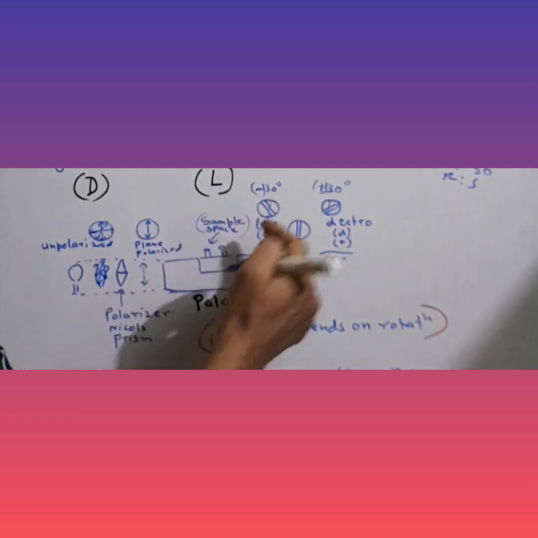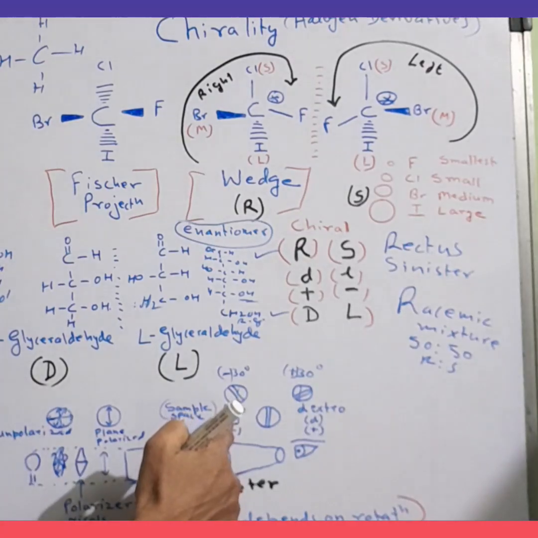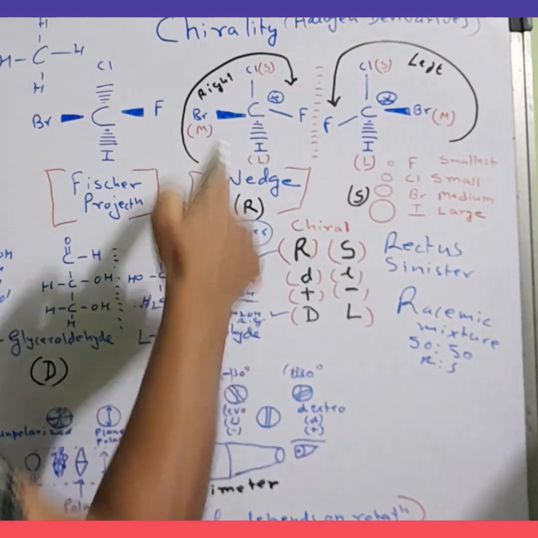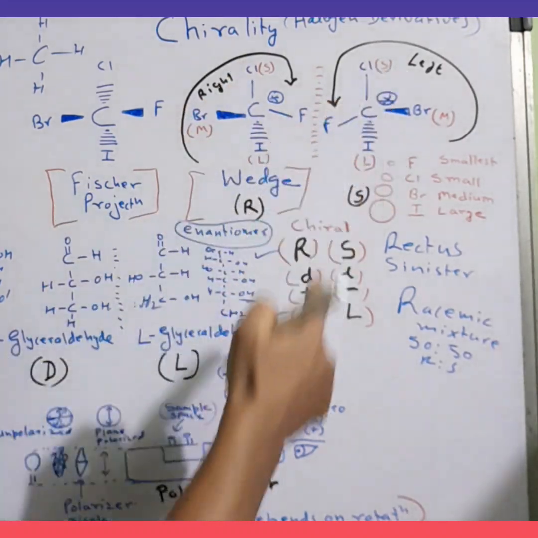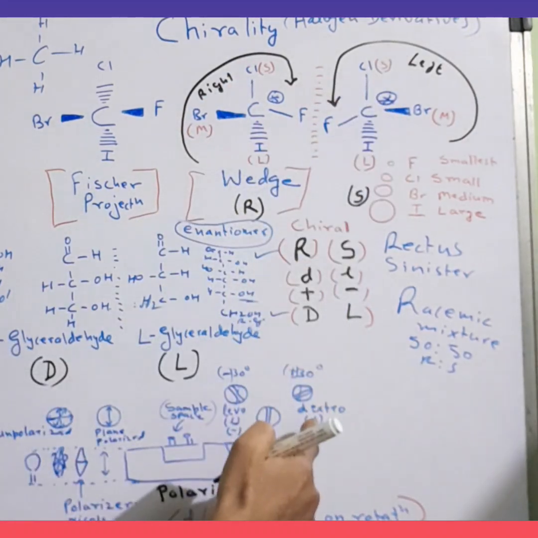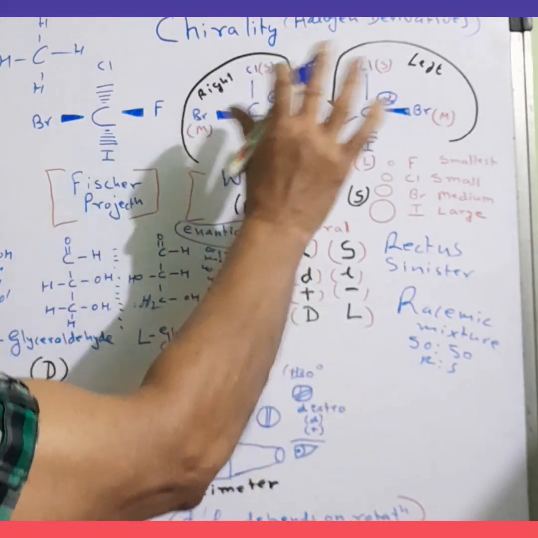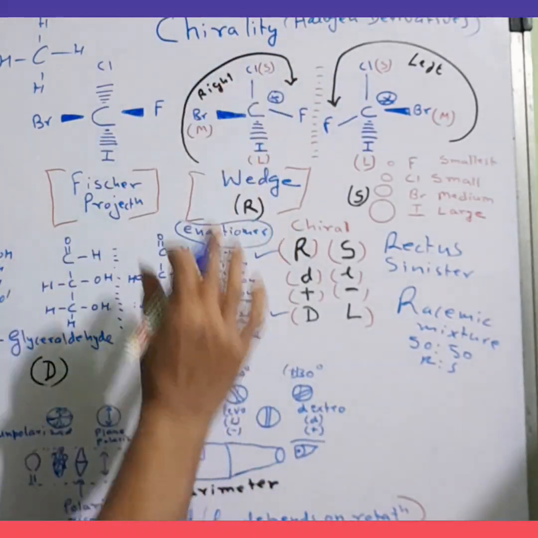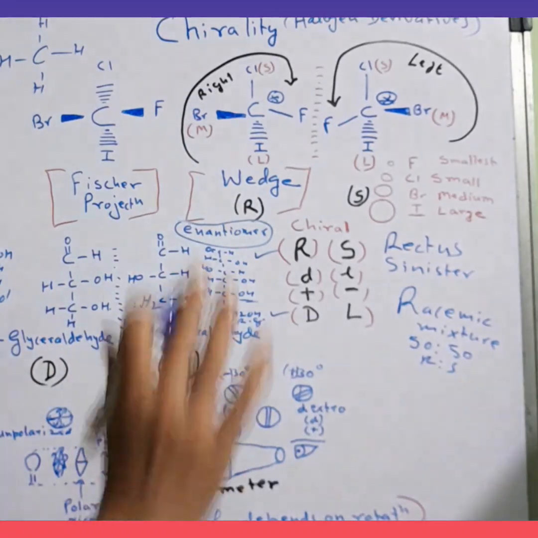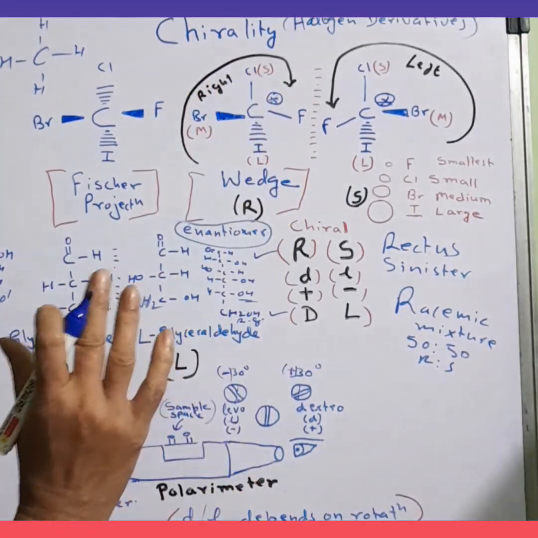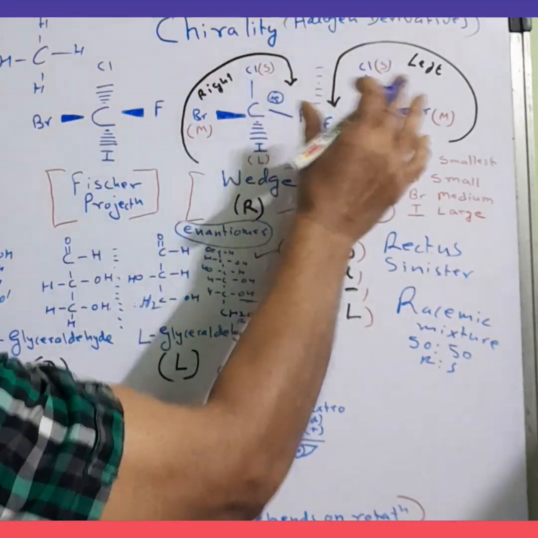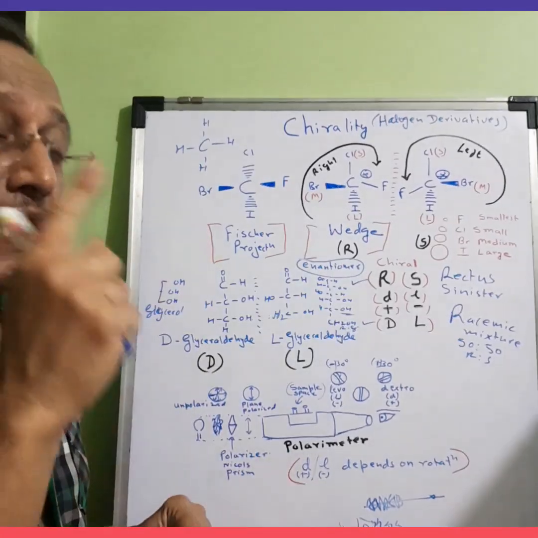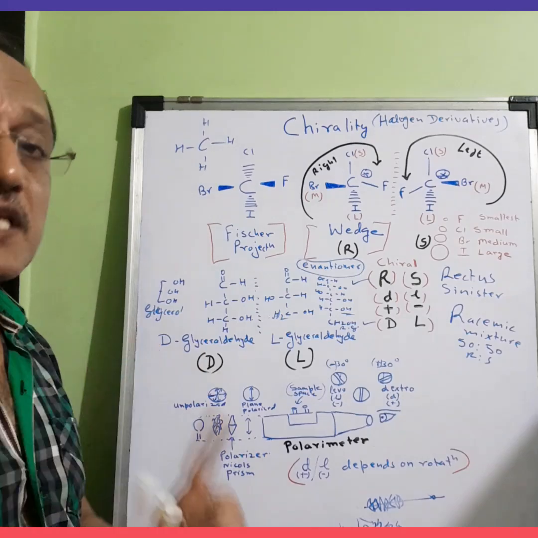Since it was towards the left, I call it levo-rotatory, minus. This is dextro-rotatory, positive. This was just an example. I am not talking about this specifically, it doesn't have plus and minus. But just to explain, both would have opposite optical rotation and the degree of rotation would also be the same.